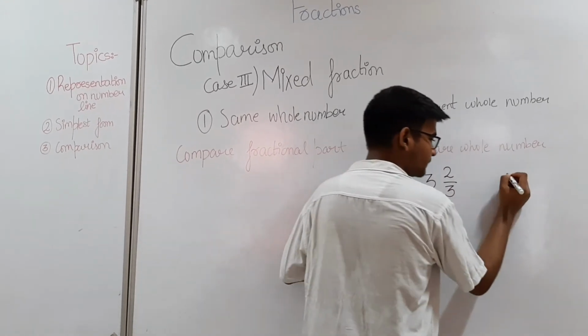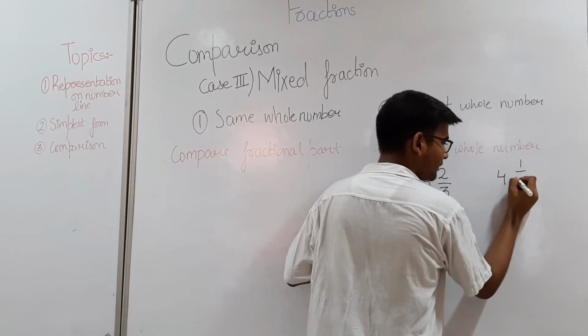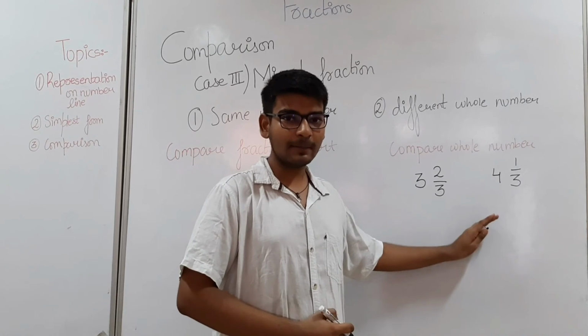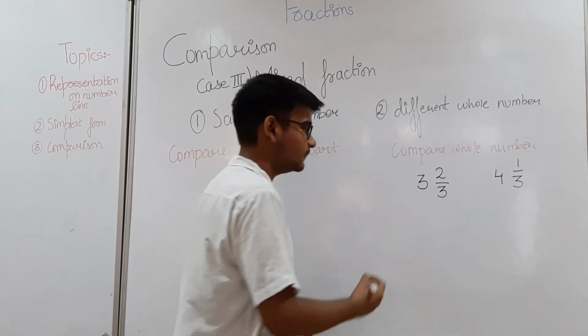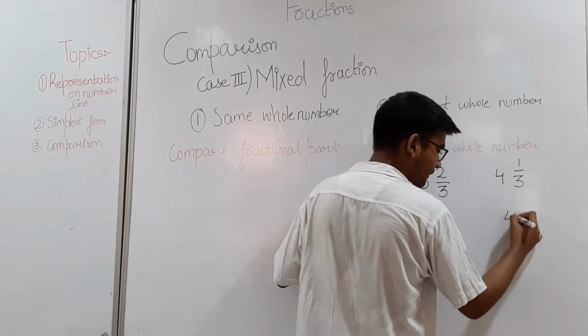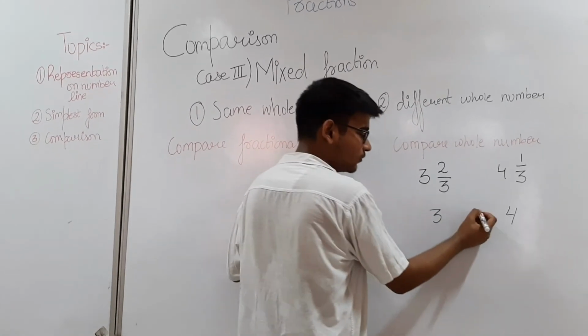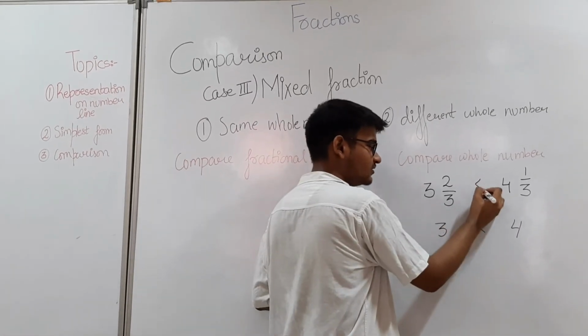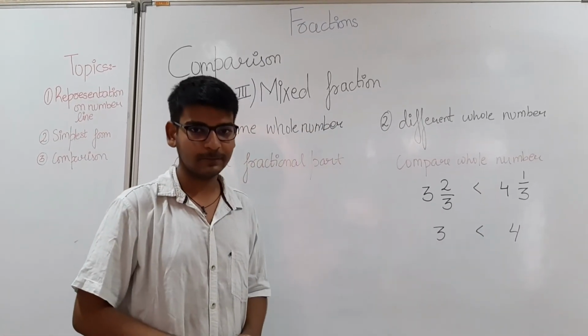3 2 by 3 and 4 1 by 3. So in this there are two different whole number parts in the two fractions. Here the whole number part is 3 and here the whole number part is 4. Since we know that 4 is greater than 3, this fraction will be greater than this fraction.